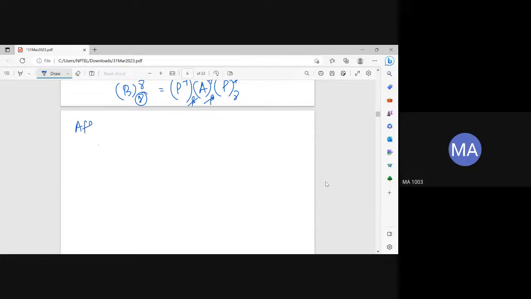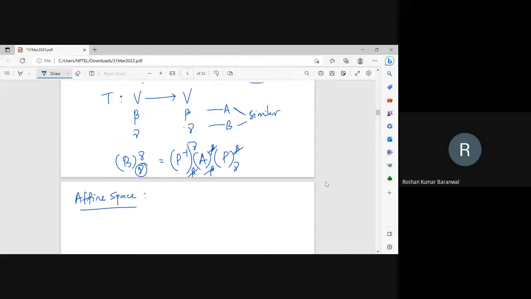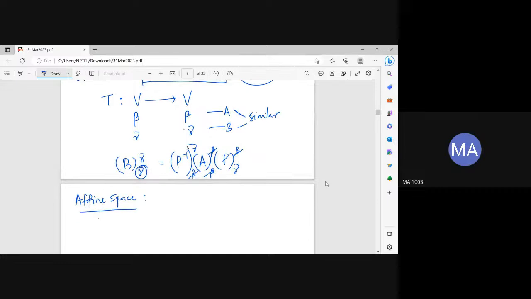Okay. So what is an affine space? Translation of... and how will we find P in this? Yeah, you'll express gamma in terms of beta. That's how you get P.